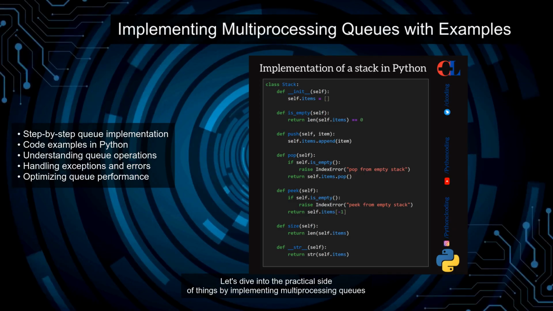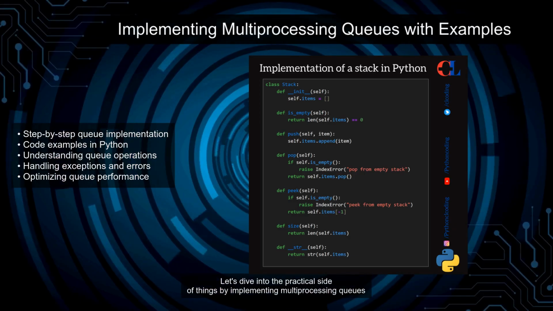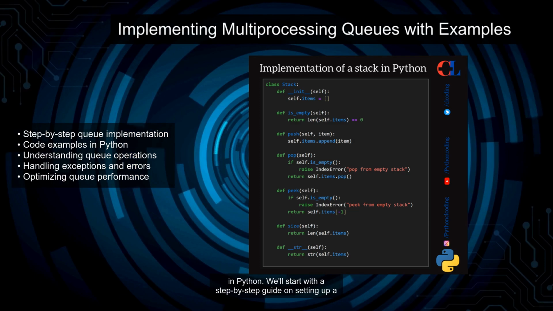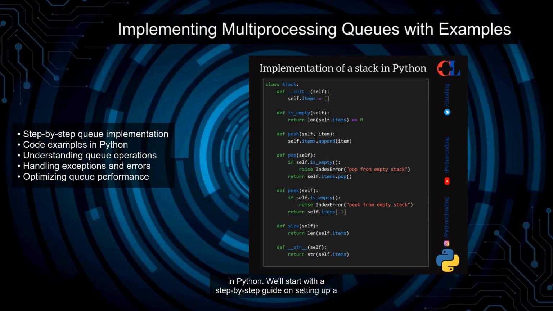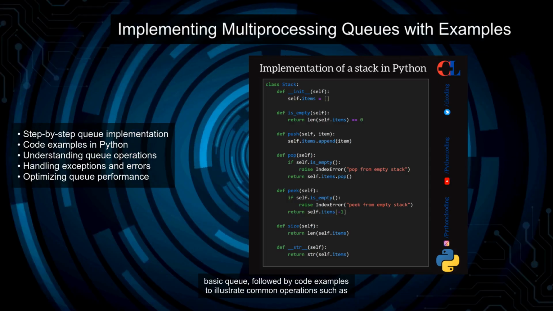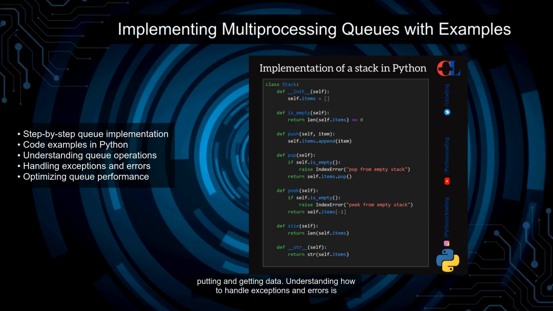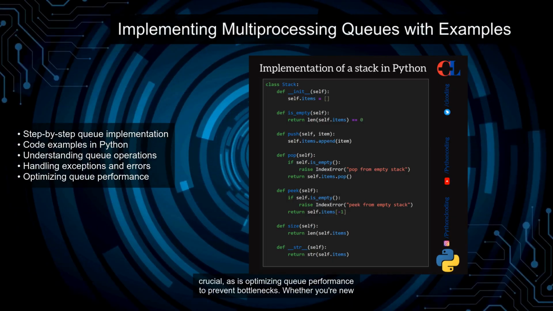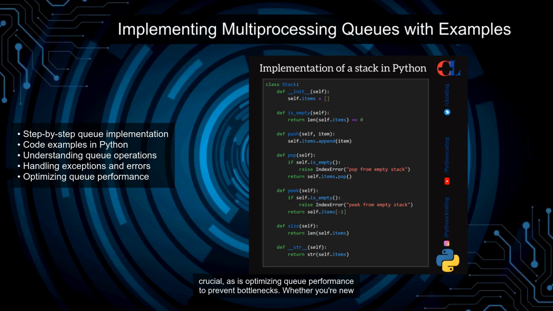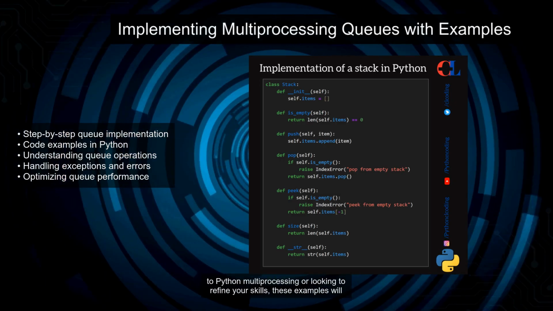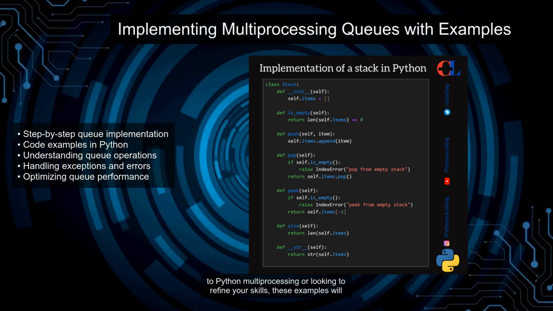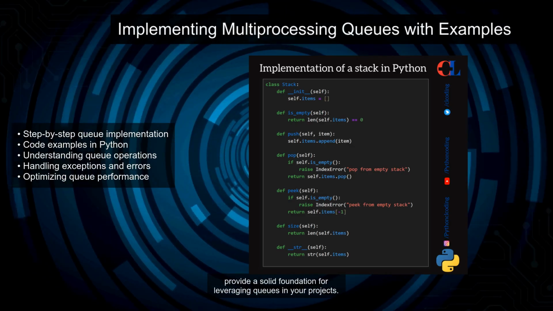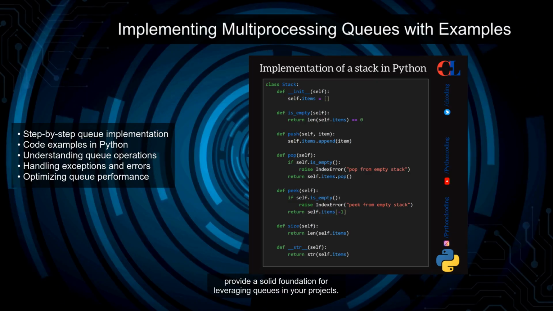Let's dive into the practical side of things by implementing multiprocessing queues in Python. We'll start with a step-by-step guide on setting up a basic queue, followed by code examples to illustrate common operations such as putting and getting data. Understanding how to handle exceptions and errors is crucial, as is optimizing queue performance to prevent bottlenecks. Whether you're new to Python multiprocessing or looking to refine your skills, these examples will provide a solid foundation for leveraging queues in your projects.